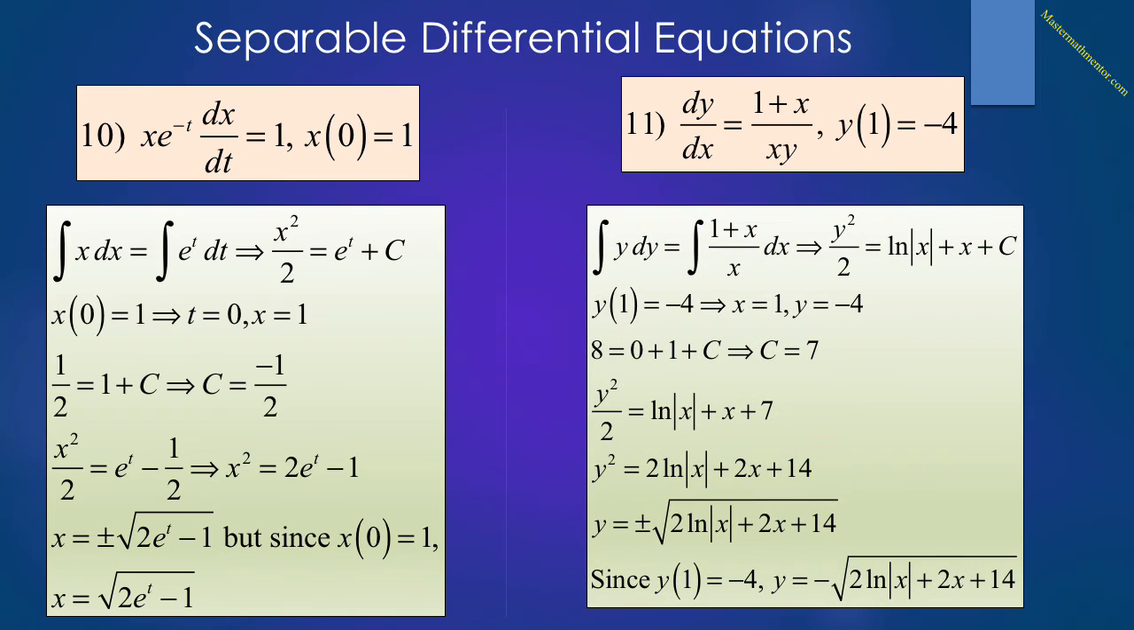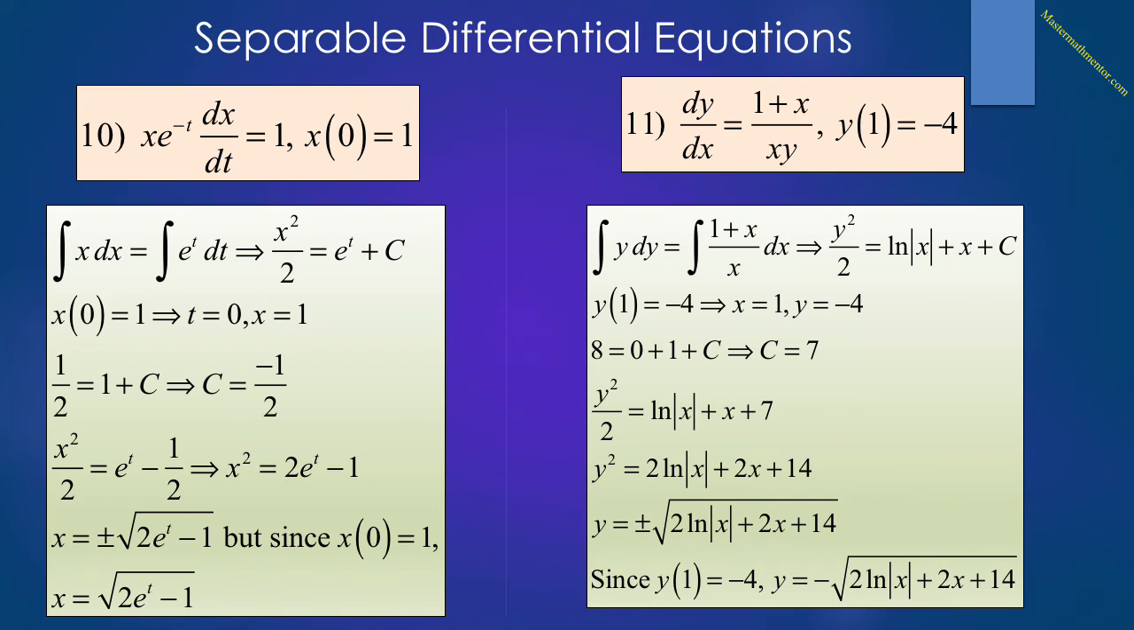In number 11, we have dy/dx is equal to (1 plus x) over xy, and y of 1 is equal to negative 4. Separating, we get y dy is equal to (1 plus x) over x dx. And therefore, we can integrate both sides.